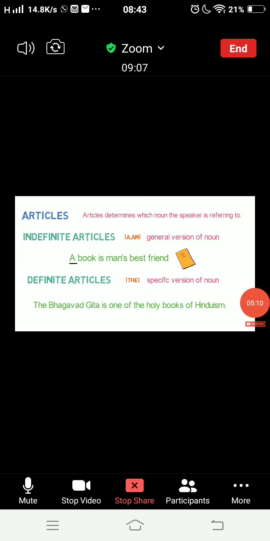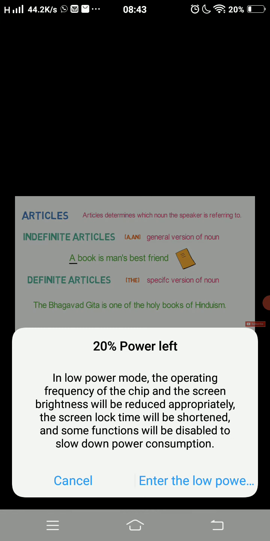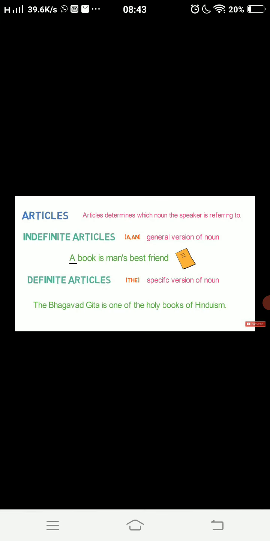Now let's put focus on articles. Articles we have done so many times. Articles have two kinds. First is definite articles, second is indefinite articles. A and an come in the category of indefinite articles. Why is A and an considered an indefinite article? Can anybody tell me? Text me. Why do A and an come in the category of indefinite articles?